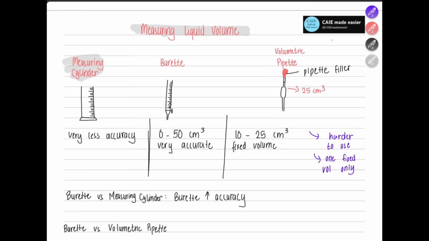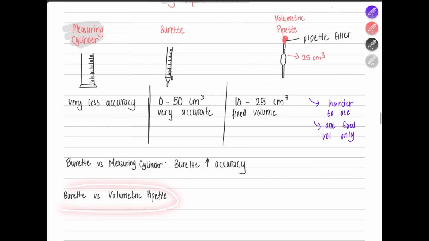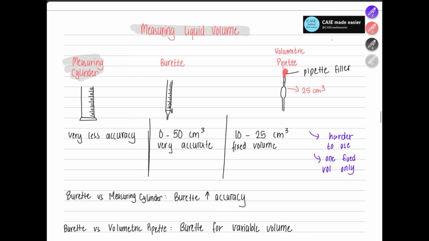It's very accurate, but the disadvantage is that it's much harder to use, and again, one fixed volume only. So if you see a question where they ask why a burette was used instead of a volumetric pipette, it's because a burette is for variable volumes. Now this was the different apparatus used to measure volumes of liquids.